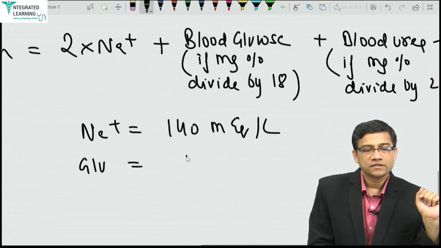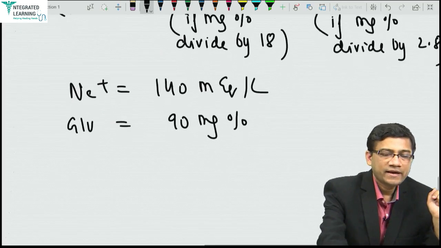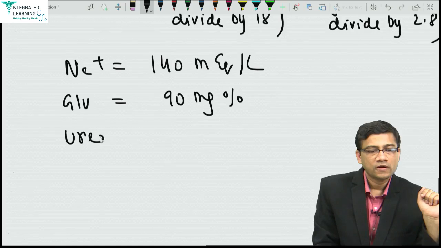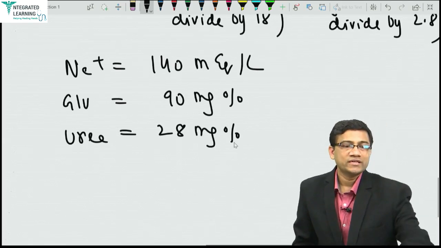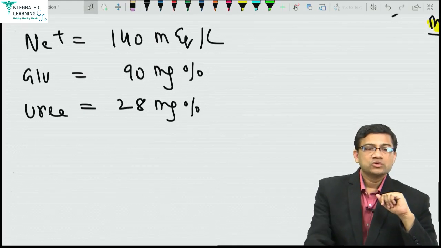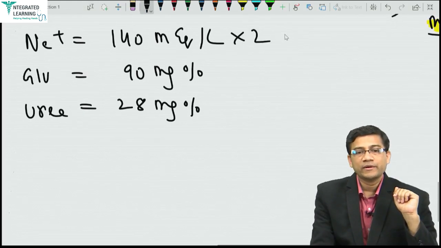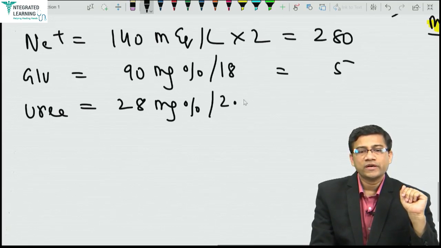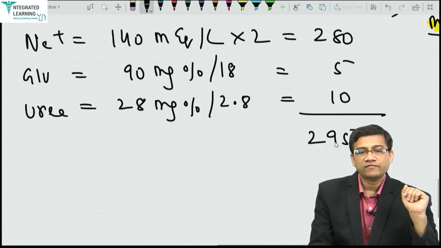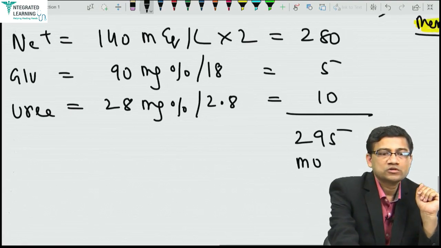Glucose is, let's say, 90 milligram percent, and let's say urea is 28 milligram percent. I'm giving milligram percent. So let's calculate the osmolarity. If it is 140 multiplied by 2, it gives what? 280. This we divide by 18 to get what? Yes, around 5. This by 2.8, that will give you 10. So add them all, 295 milliosmol per liter.